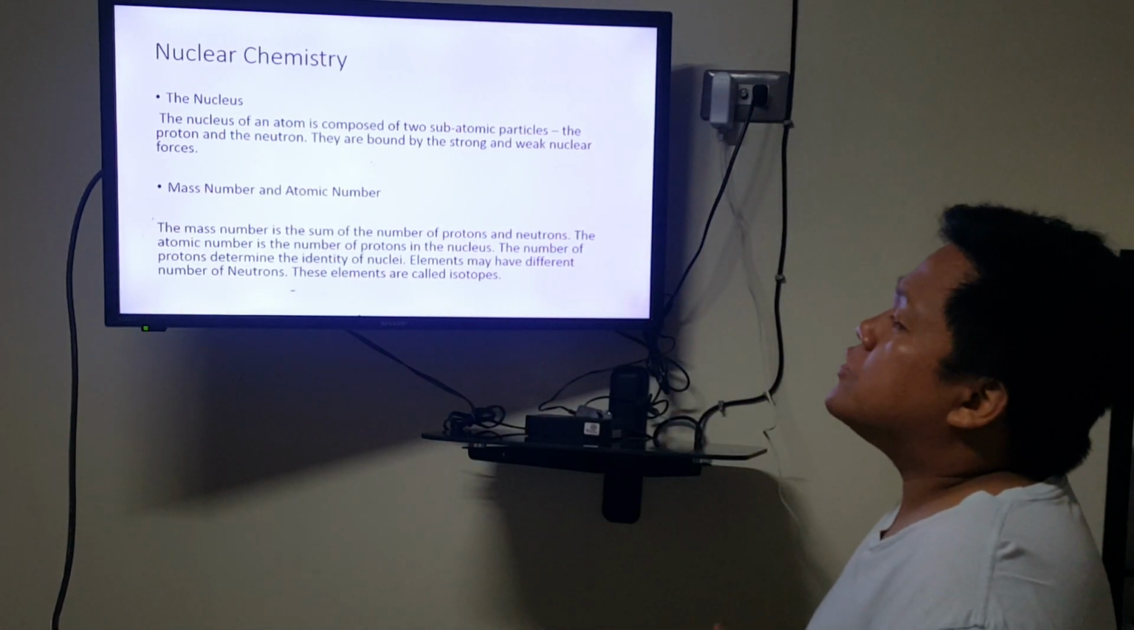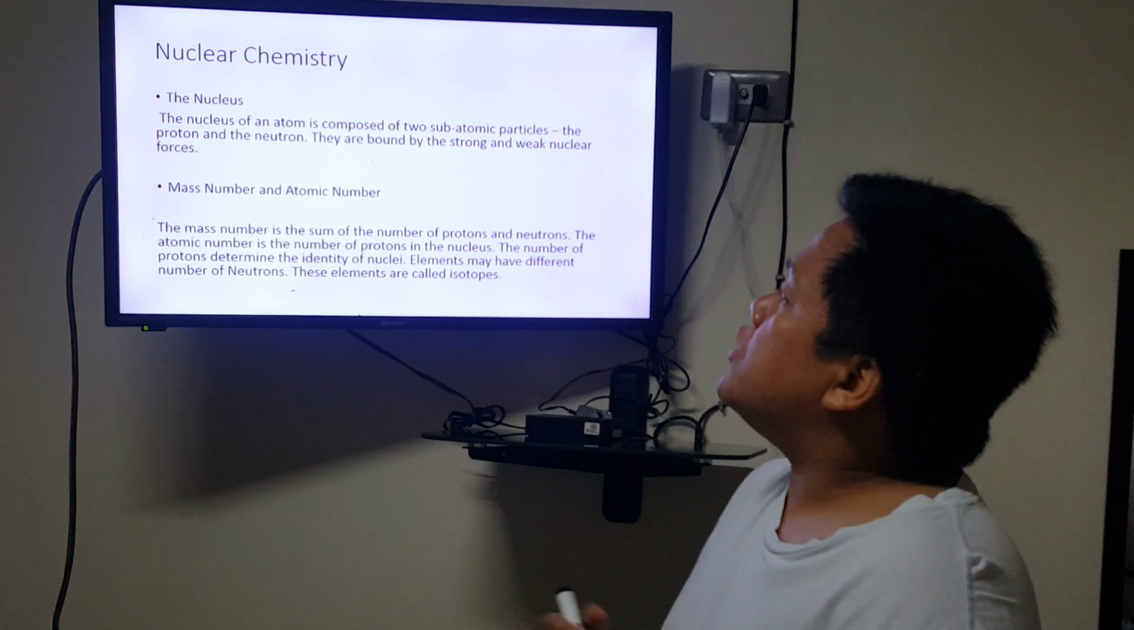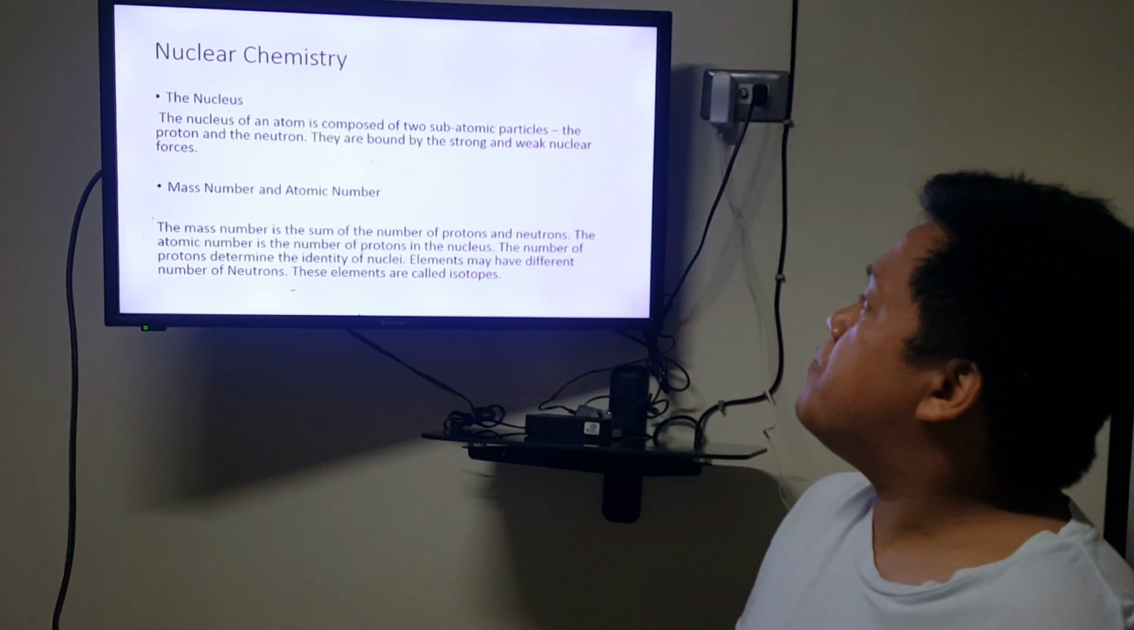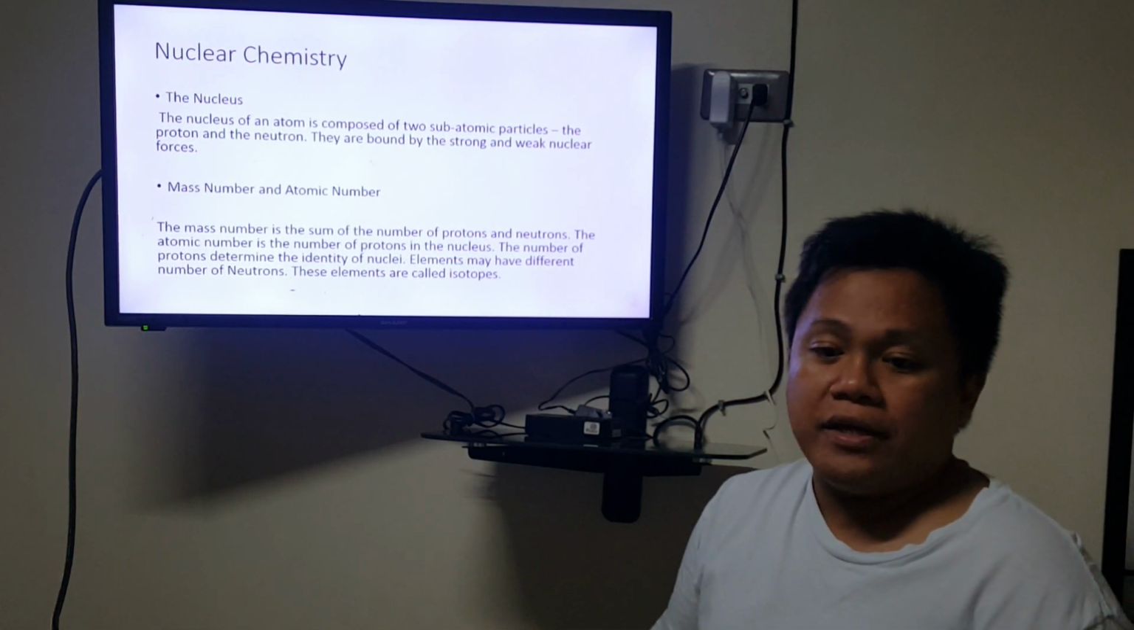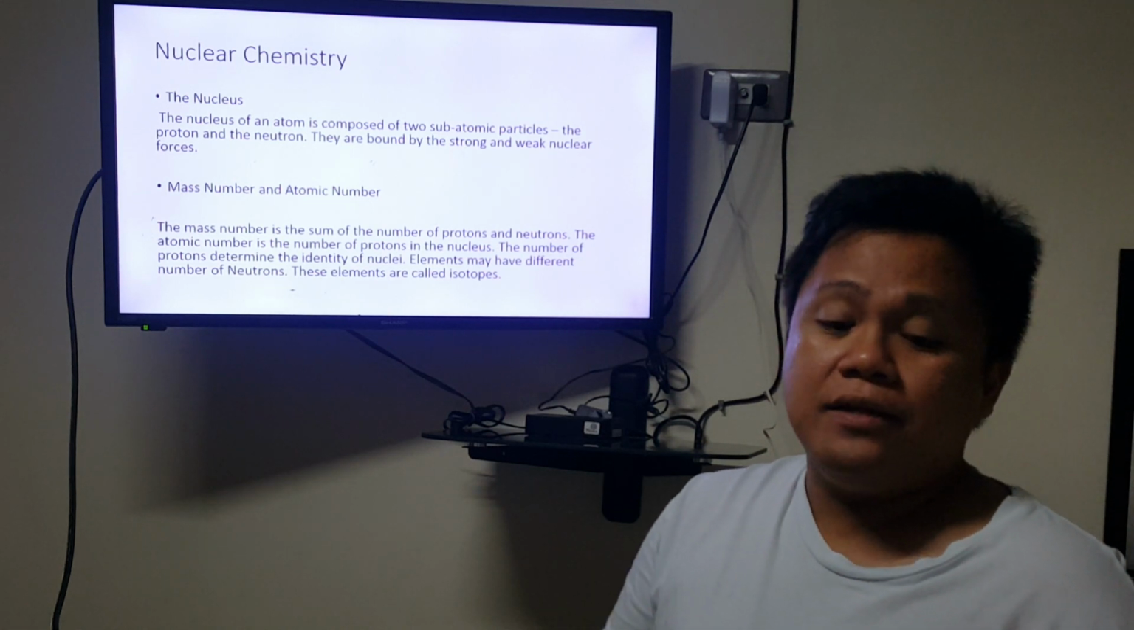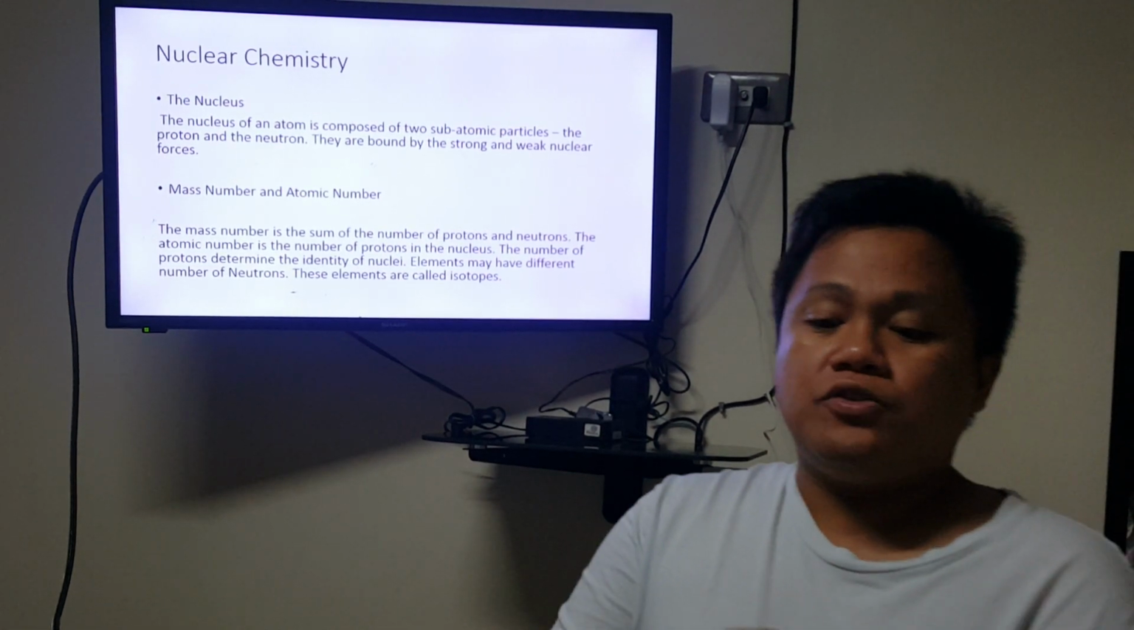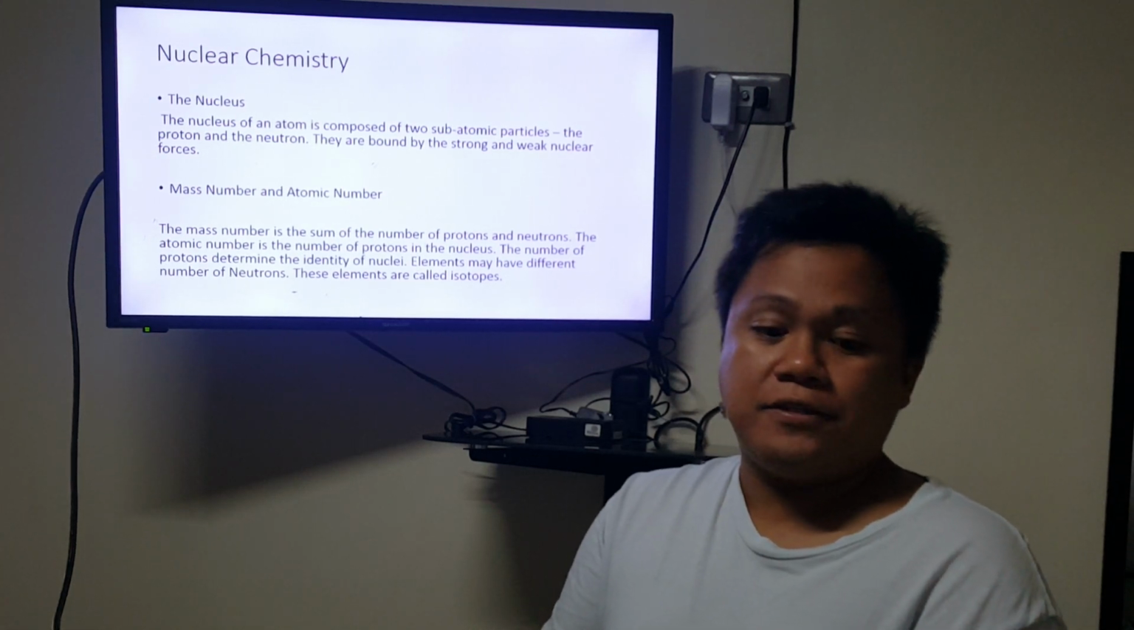Nuclear chemistry. The nucleus of an atom is composed of two subatomic particles, the proton and the neutron. They are bound by the strong and weak nuclear forces.